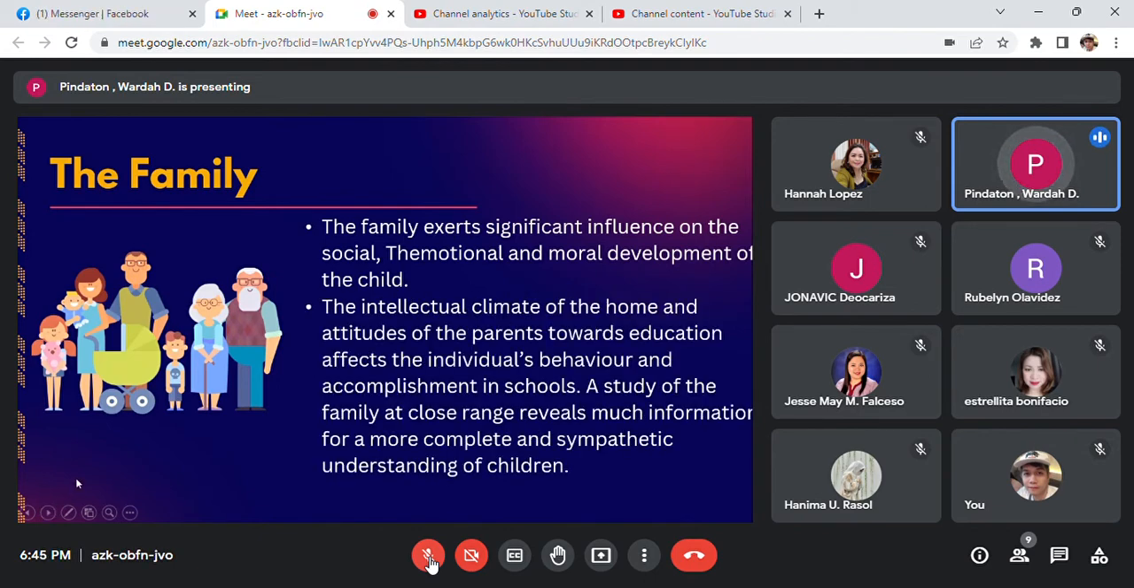In planning any relevant curriculum for the learners, the planner should be familiar with the family and home conditions of the learner. The intellectual climate of the home and attitudes of the parents towards education affects the individual behavior and accomplishment in schools. A study of the family at close range reveals much information for a more complete and sympathetic understanding of children. From the child's earliest age, the feelings of oneness, identification with the family group is naturally instilled.